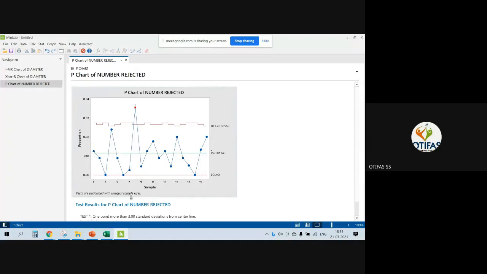See this. Now, what is the first value? So it was 0.0125. See this, 0.125. So this is taken by the proportion. Now we will have a mean proportion, then we will have an upper and lower control limit. Okay. Now tell me, is this process stable or not?